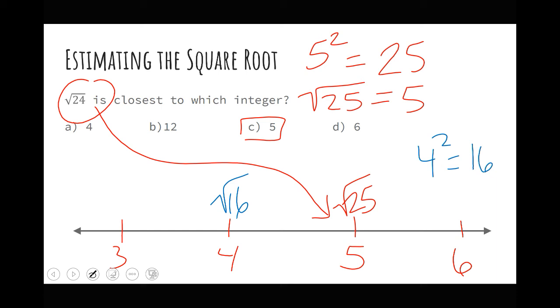Since you might be tempted to answer 4 on this, I want to explain why it wouldn't be 4. If you think about those two numbers, 16 and 25, 24 is a whole lot closer to 25 than it is to 16. So the square root of 24 is going to be a whole lot closer to the square root of 25, 5, than it would be to the square root of 16, or 4. I hope that makes sense.